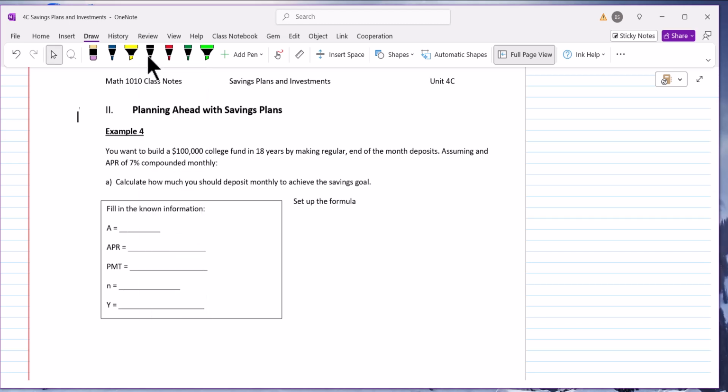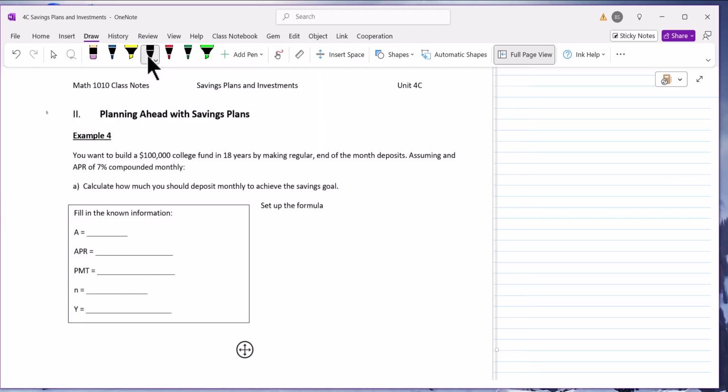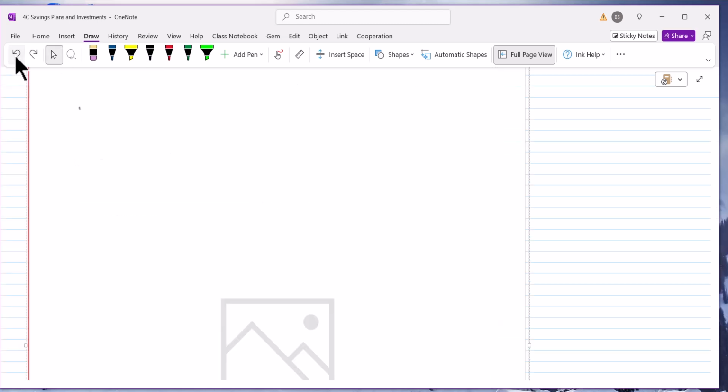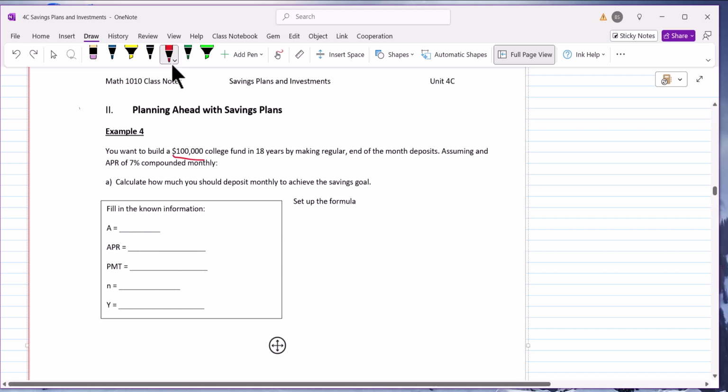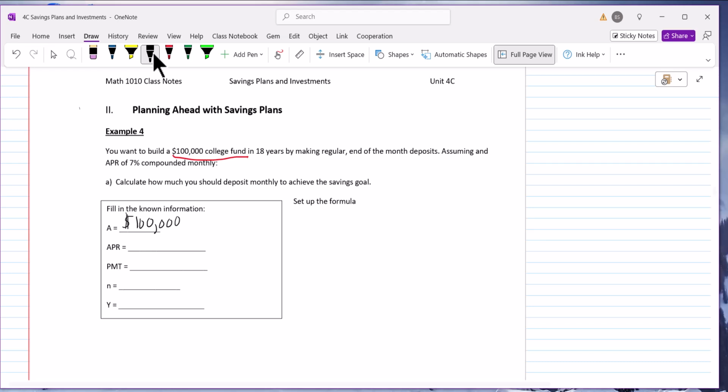Okay, so this one says that you want to build a $100,000 college fund. Okay, so you're wanting to save that. So what that's going to be is the amount. That's your goal, is to have $100,000. A is your savings goal. Okay, and 18 years. So your time's going to be 18 years.